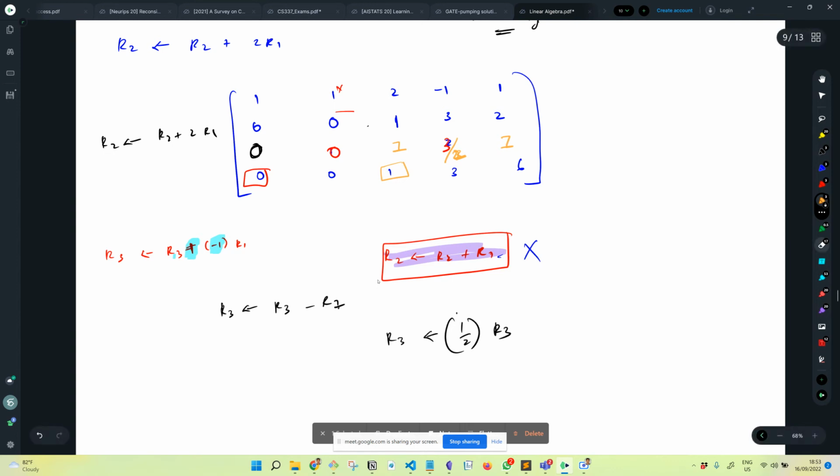R3, exactly. R4 equals R4 minus R3. And when you do that, this entry will become 0. This entry will become 0. 3 minus 3 by 2 will become 3 by 2, right? And 6 minus 1 will become 5.